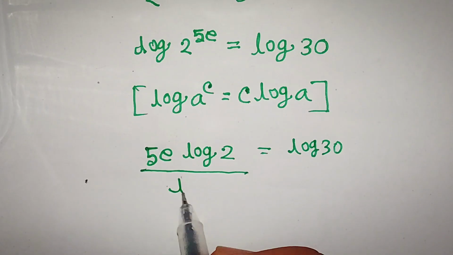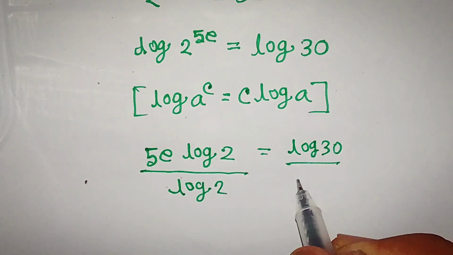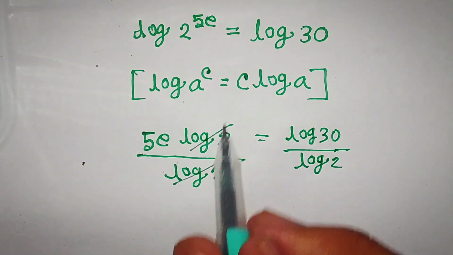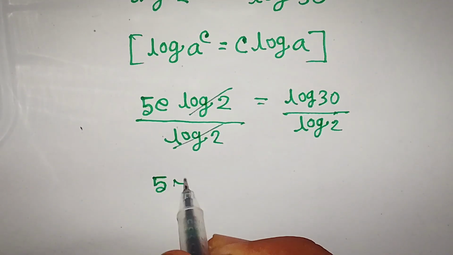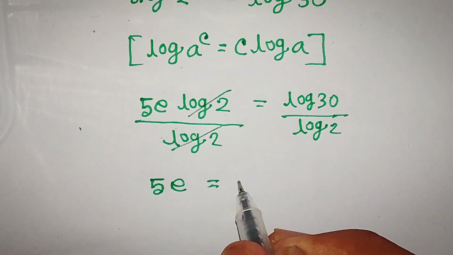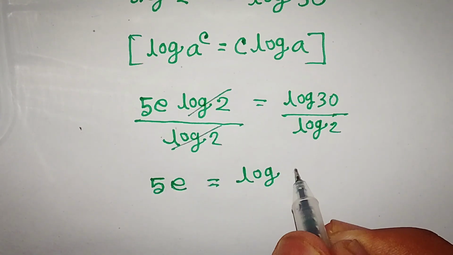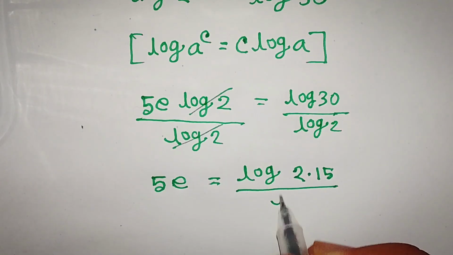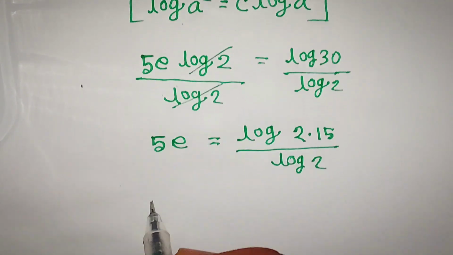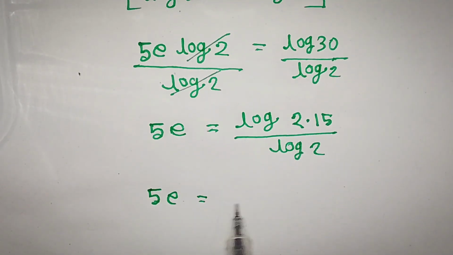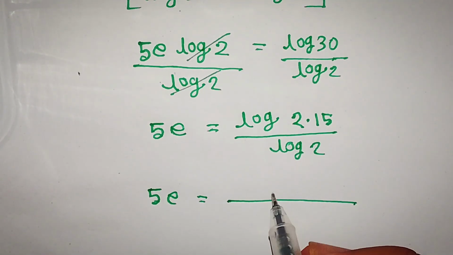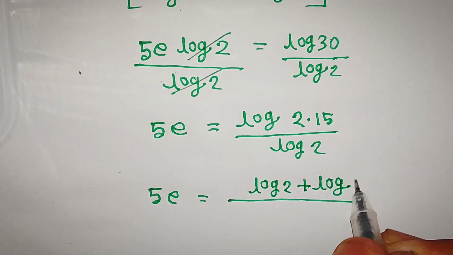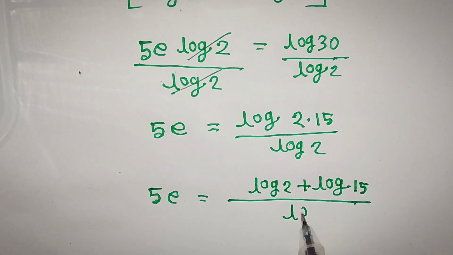equals log 30. Divide both sides by log 2. Then this log 2 and this log 2 will be cancelled out. Then we can get the simplified equation: 5 times e equals log, we can write this 30 as 2 times 15, divided by log 2. After that we can easily write here, by applying the log law, log 2 plus log 15 divided by log 2.